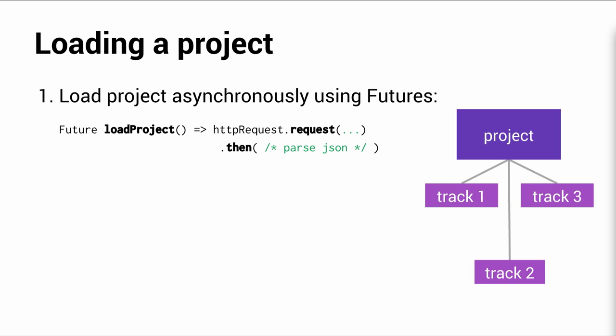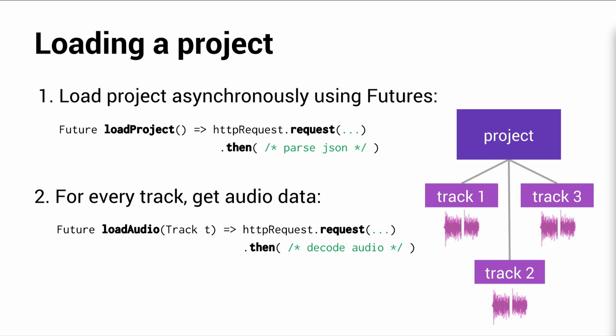Asynchronous programming is a little bit tricky in other languages, like, for example, JavaScript. But it makes it very easy using the future mechanism in Dart. So let's say that we have a project with three tracks. So we define a method load project, which returns a future. And then when the HTTP request here actually also returns future, when that is done, then we parse the JSON. So that is what is done in this method. Then we define a second method to load the audio and do exactly the same thing, but we're decoding the audio data, the blob. So then we hook the two methods up.